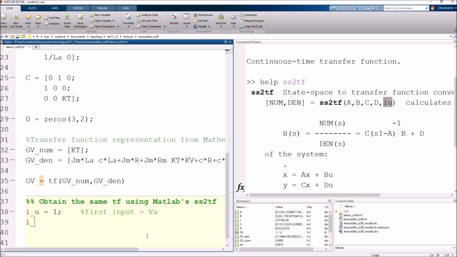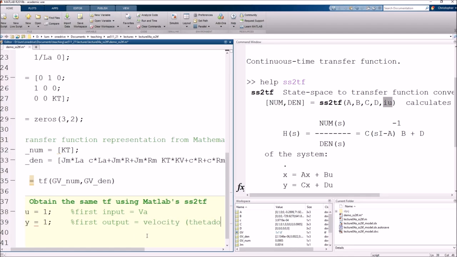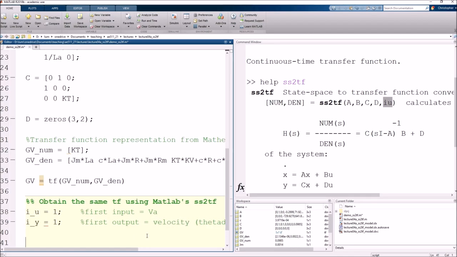And let's also look at which index of the output I care about. Again, this is the first one, so I want the first output, which was velocity, which is theta dot, okay? Now I'm going to call SS2TF. I'm going to pass it the A matrix. In the B matrix, I don't want to give it the entire B matrix. I want to give it the column of the B matrix that corresponds to the input I care about. So I'm going to say all rows, column IU, right?